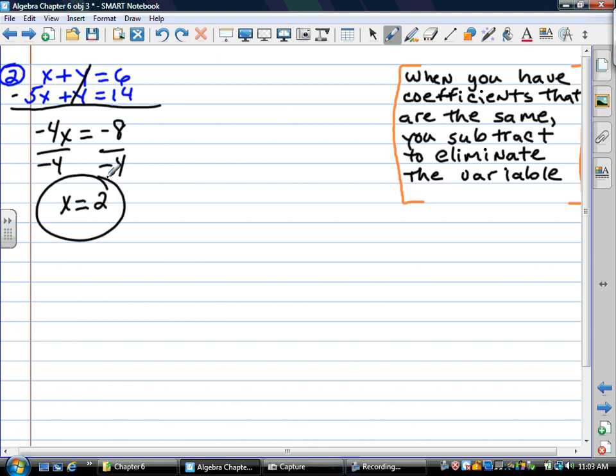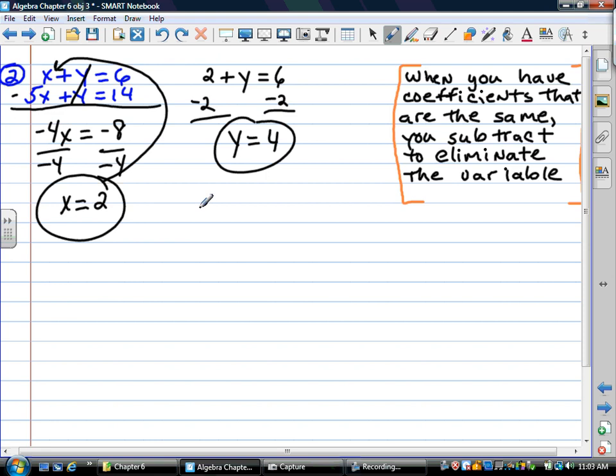I want to find y, so I'm going to replace x in one of these two equations. The first one looks very easy to use, so this becomes 2 plus y is going to be equal to 6. Subtract 2 from both sides of the equation. We wind up with y is going to be equal to 4. My ordered pair solution is going to be 2, 4.